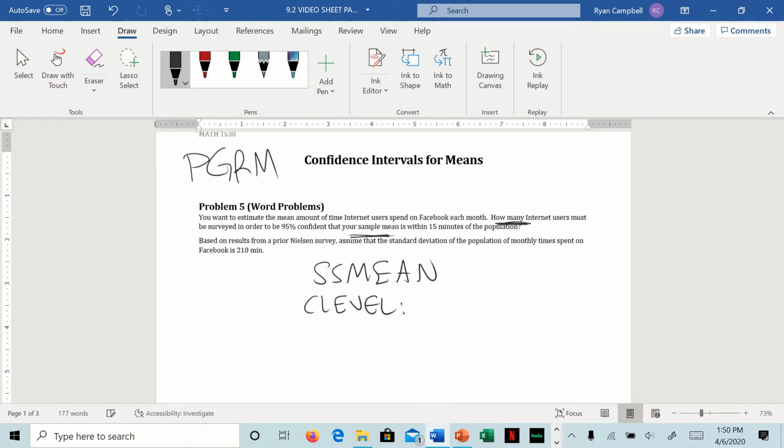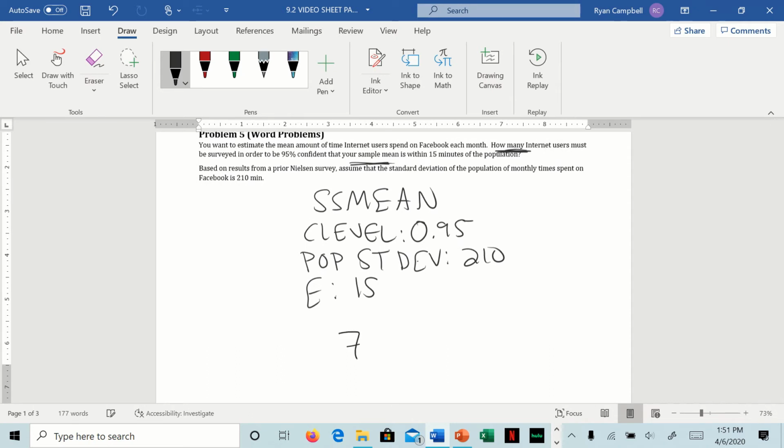All right. So C level is going to be 0.95. The population standard deviation is going to be 210. And then E is going to be 15. And you'll see it should just spit out 753, which is exactly what we had earlier.